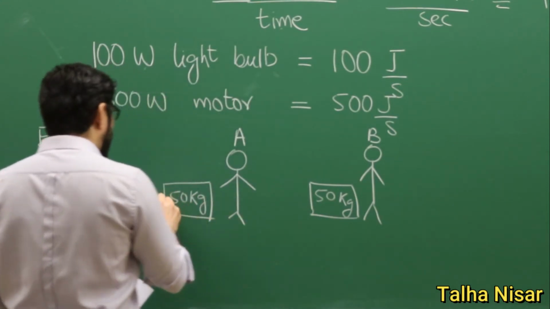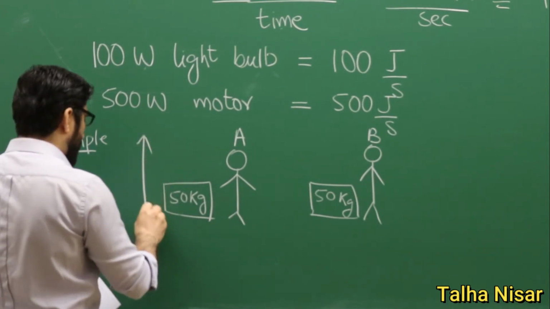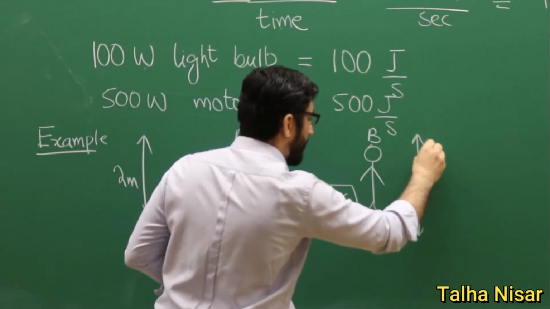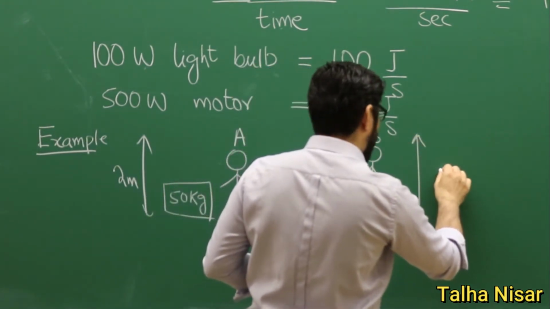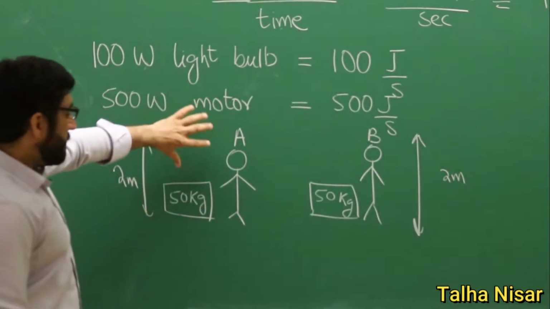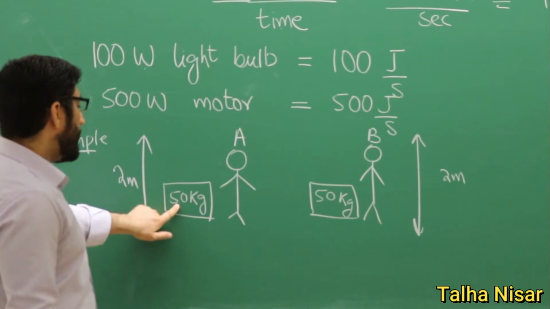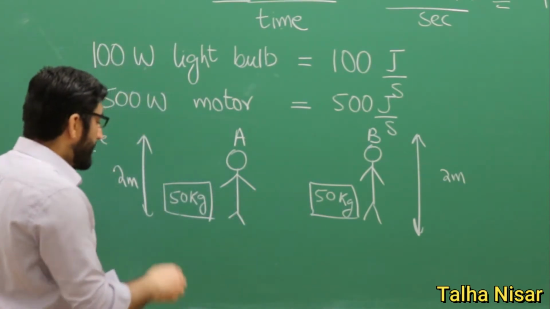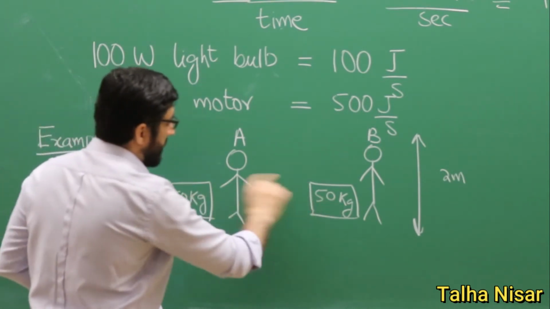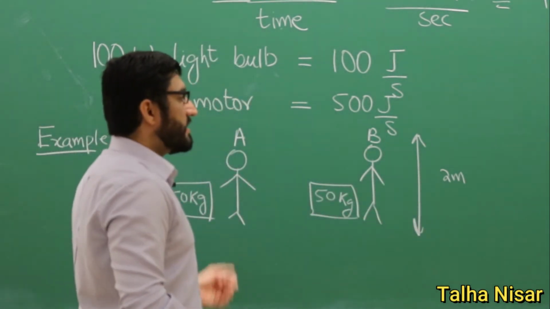These two people lift the 50 kg blocks to 2 meters, the same height. So these two people have done the same amount of work. Why? Because we have the same mass, which means the gravitational force will be the same, since we have mg. They have lifted it to 2 meters, so they have done the same amount of work.